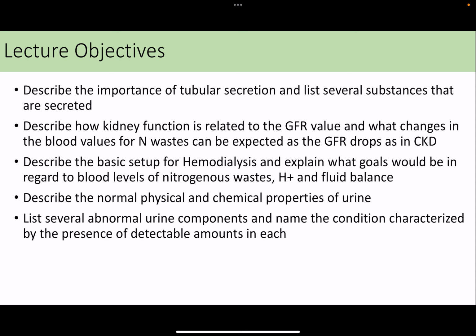We'll talk about hemodialysis and what goals would be in regard to blood levels of those wastes and hydrogen ions and fluid balance. We'll talk about the physical and chemical properties of urine, and then we'll talk about abnormal urine components and the conditions characterized by the presence of detectable amounts of each.